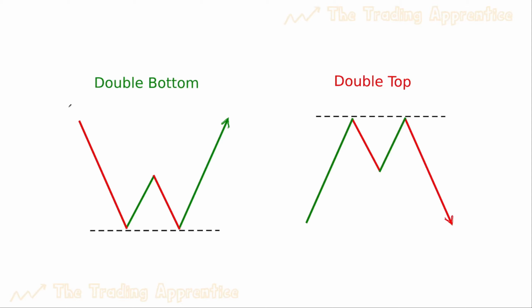Here we are coming from a downtrend, get a rejection at this price level, coming back up, coming back down, get another rejection, are failing to make a lower low, and once we break this neckline here, the trend reversal is confirmed. Here the opposite with the double top. We are coming from an uptrend, get a rejection at this price level here, coming back down, another rejection here, fail to make a higher high, and once we cross this neckline here to the downside, the trend reversal is confirmed.